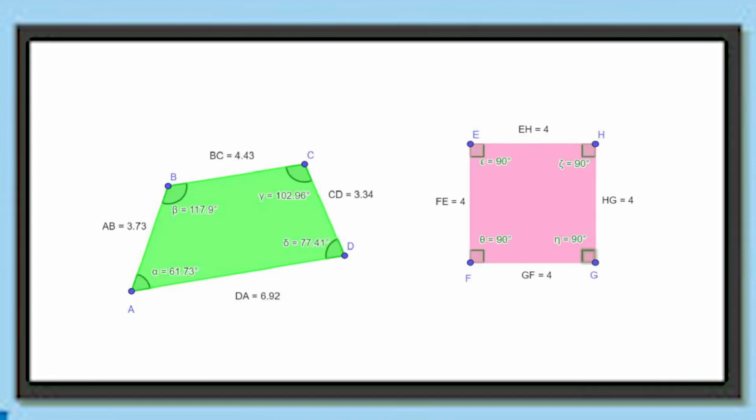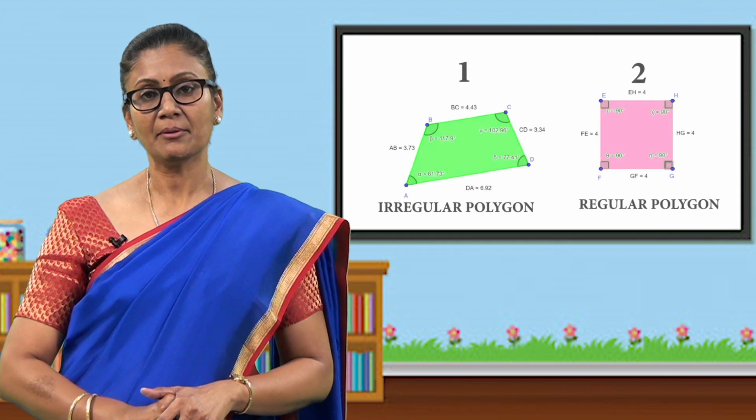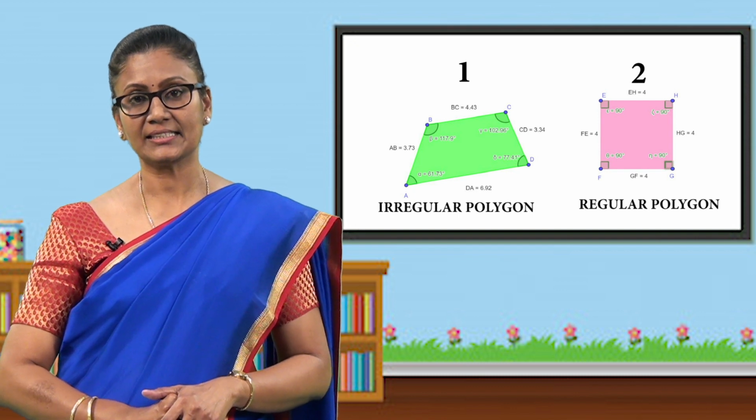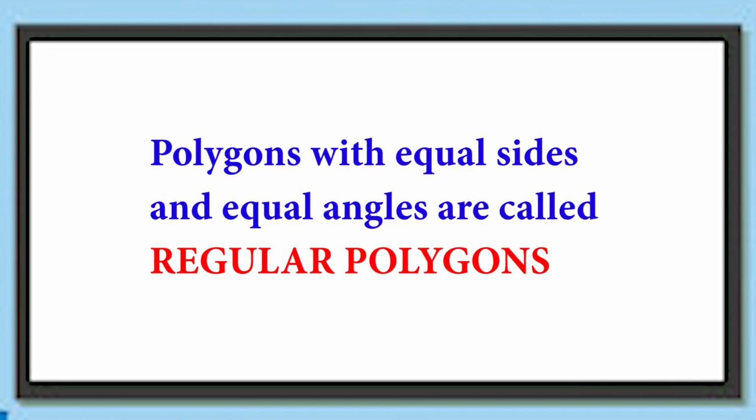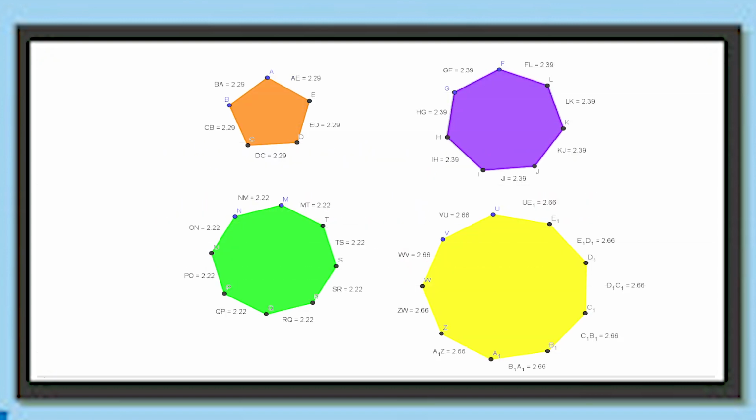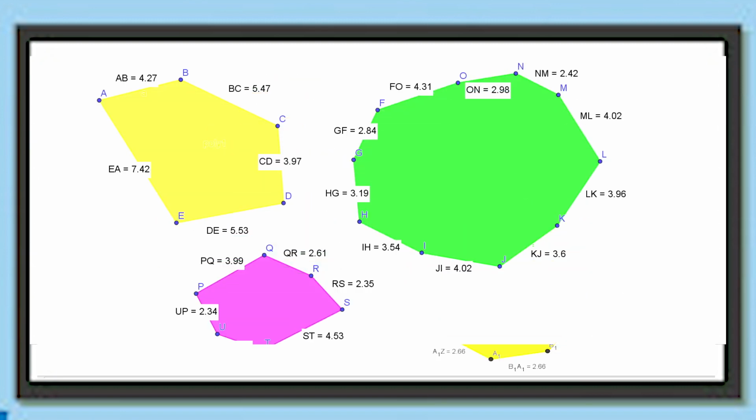Now look at these polygons on the screen. Both of them are four-sided polygons, so they are quadrilaterals, but there is a difference between them. Can you find it out? Yes, the second polygon has got equal sides and equal angles, but the first one does not. Hence, polygons with equal sides and equal angles are called regular polygons. Here are some more examples of regular and irregular figures.